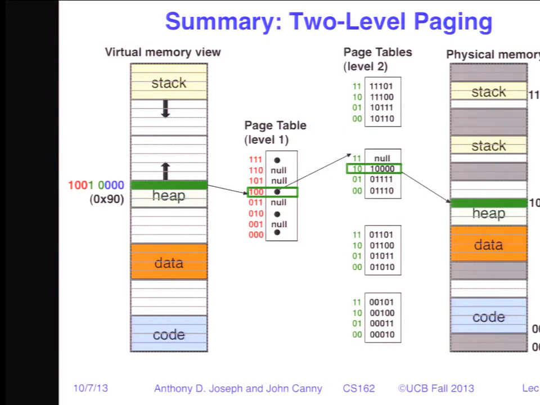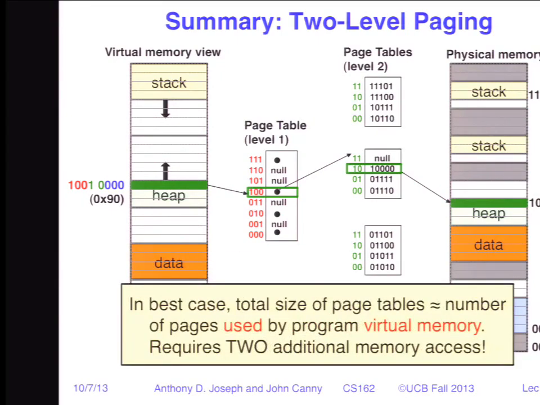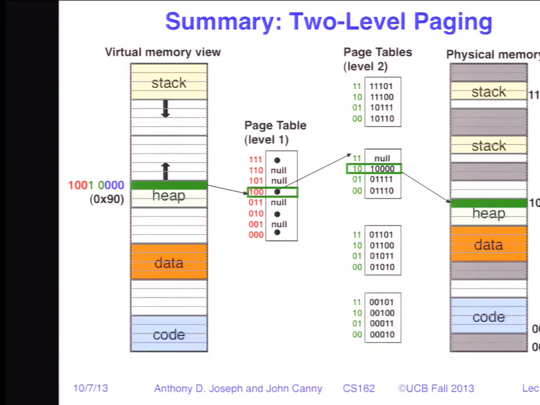All right, so the big challenge here is, the best case is our total size in terms of the number of page tables is going to be the number of pages used by the program in virtual memory. Right, so again, great for sparse address spaces. The downside is we have to do 2 additional memory accesses for each reference. Right? In order to read this location, we had to read this entry in this page table, and we had to read this entry in this page table. So that's kind of expensive.